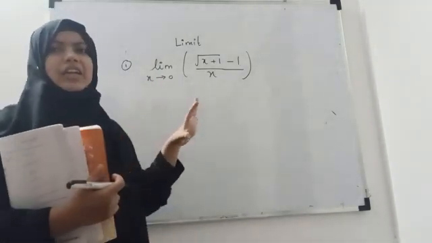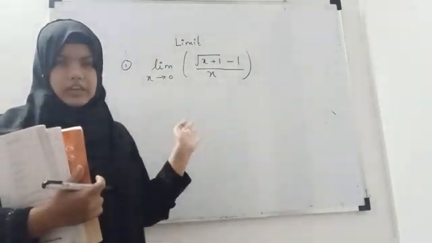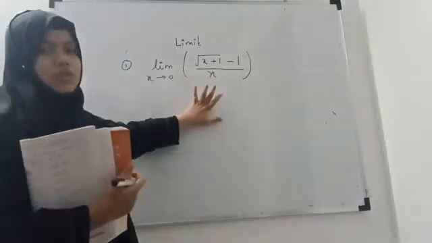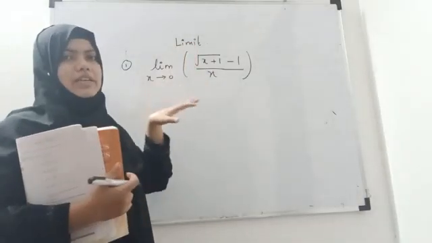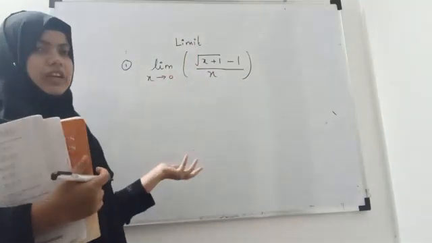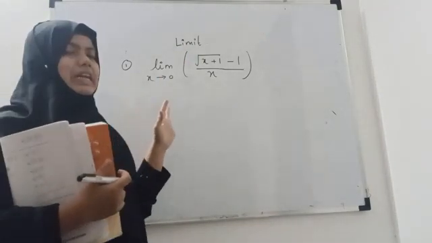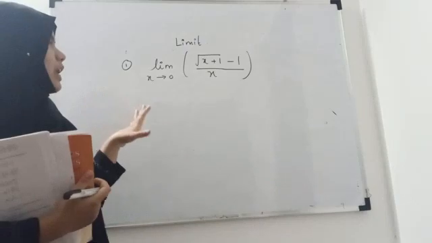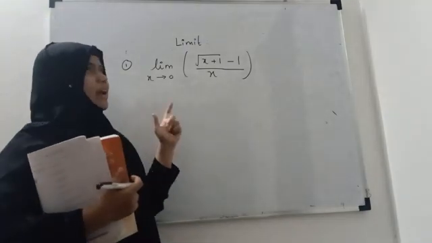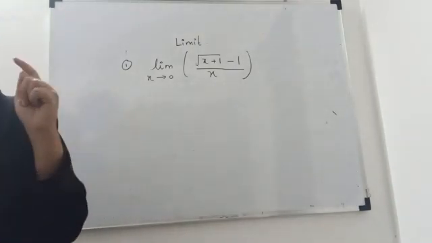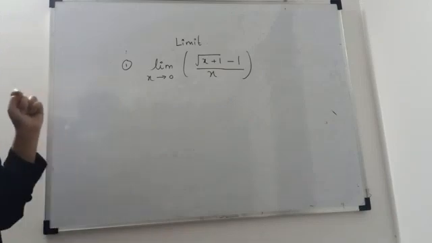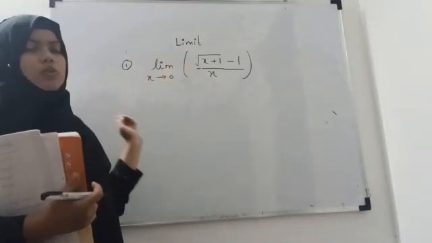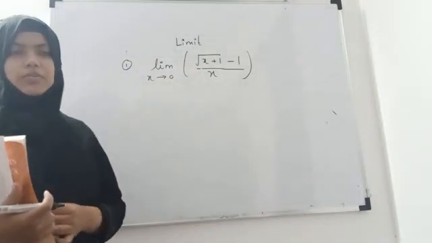If you are getting a non-infinity number, that means your limit simply exists. But if you are getting 0 by 0 or infinity, then you have to apply certain methods to get the answer. Now here also I have told you when we use the rationalize method. If you have a root involved in your function, then to eliminate that root we use the rationalize method.